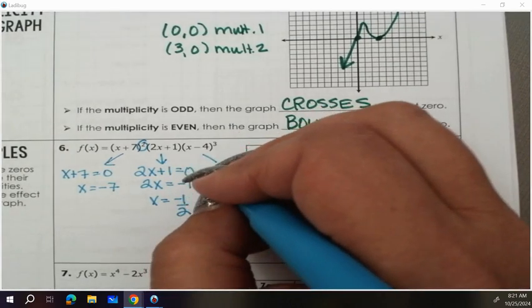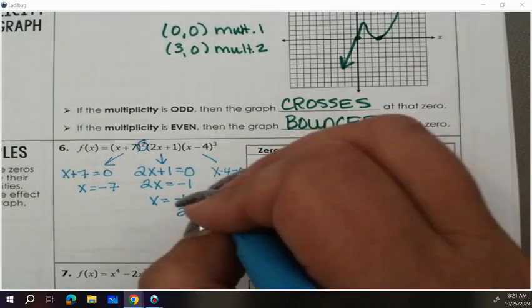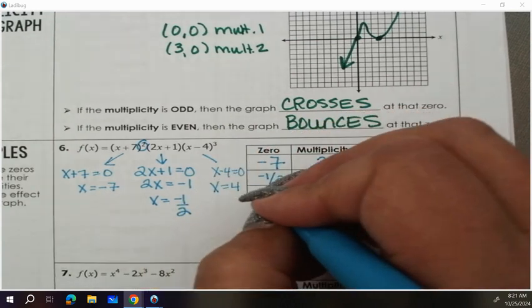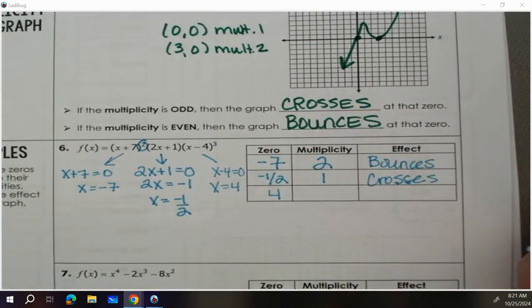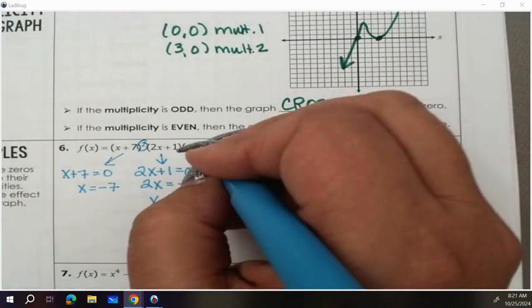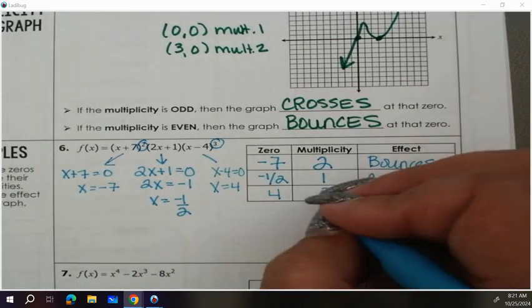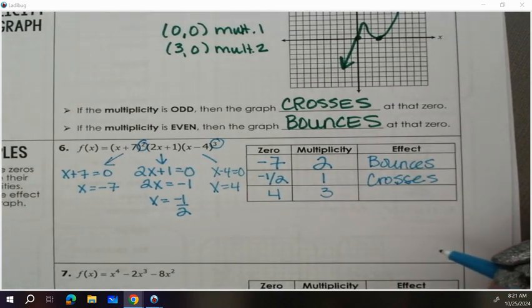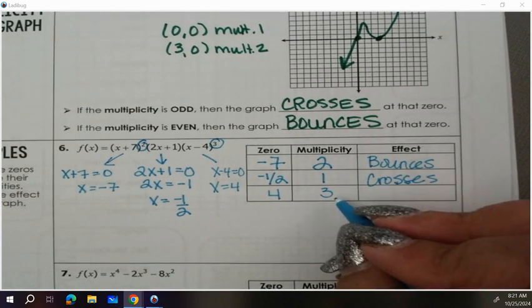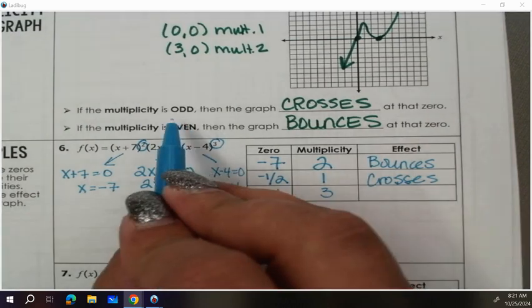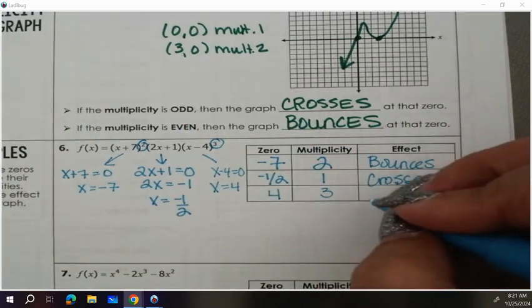x minus 4 equals 0. So x equals 4 is my other zero. Its multiplicity is 3. It happens 3 times. 3 is an odd number, and if it's odd, it crosses.